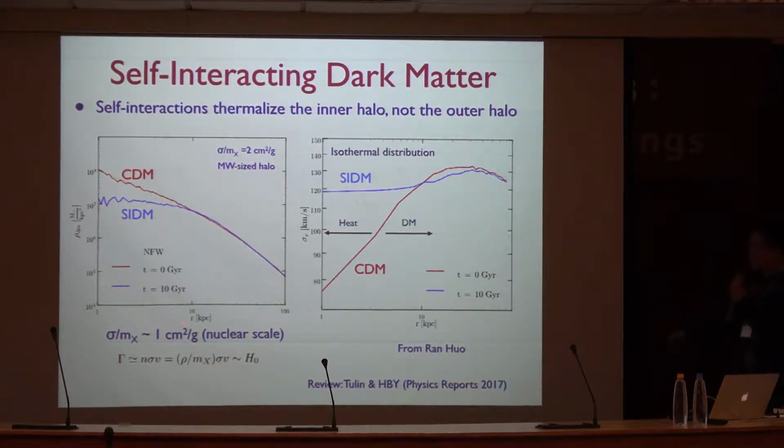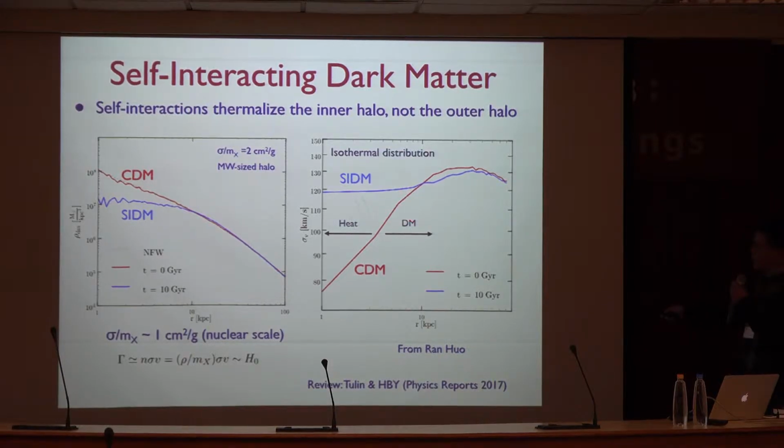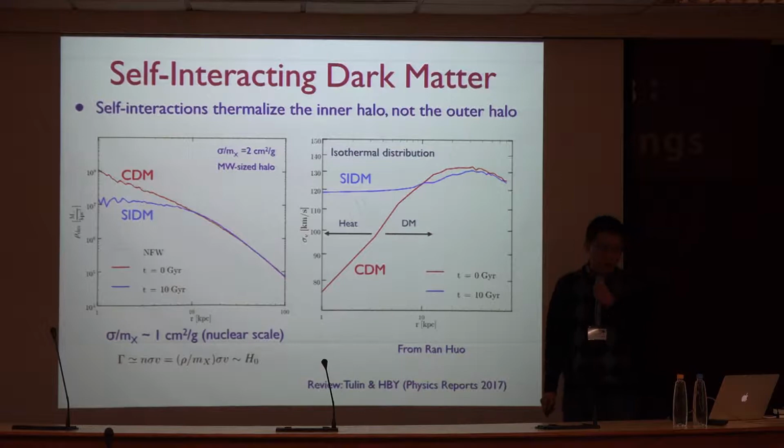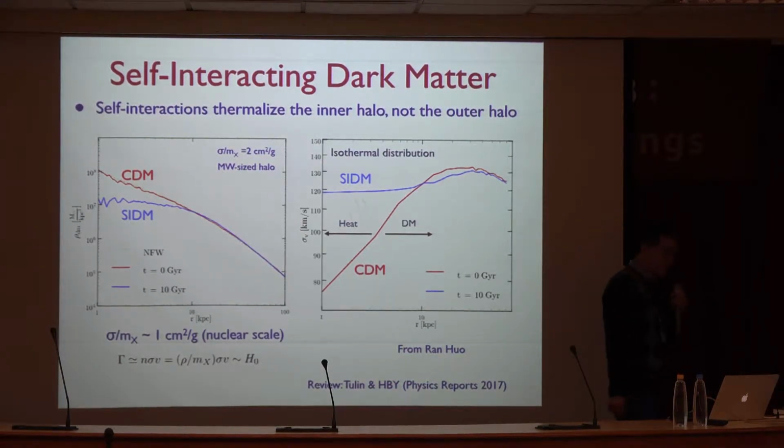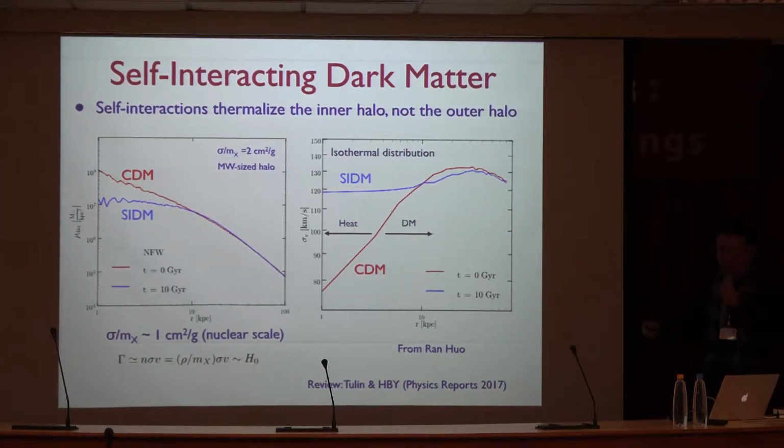Now you turn on collisions. Collisions will transport the heat from the outer region to the inner region. Those inner region particles will gain kinetic energy by collisions, and they will occupy a larger orbit. That's the reason why the density drops. So in this case, we don't consider baryons.